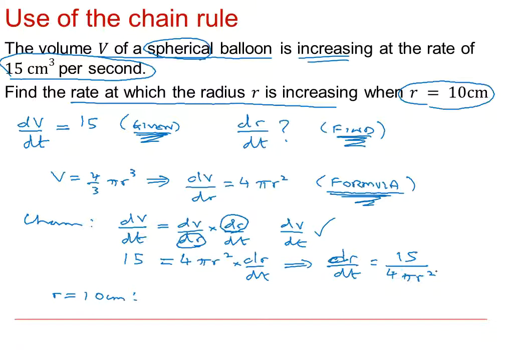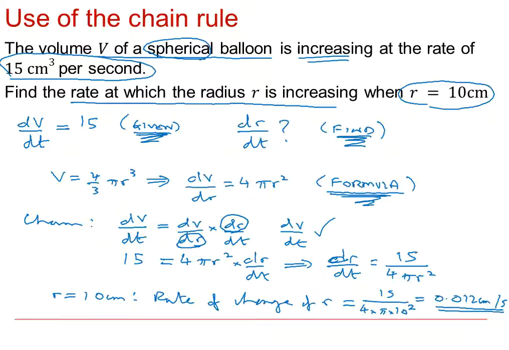It's worth noticing, by the way, as the radius gets bigger and bigger, the rate of change of the radius would decrease. So when r equals 10 centimeters, we can find the rate of change of r, and that would be inferred as being with respect to time. So that's 15 over 4 times pi times 10 squared, which gives us 0.012 centimeters per second. So there's the rate of change, 0.012 centimeters per second at the instance when the radius is 10 centimeters.